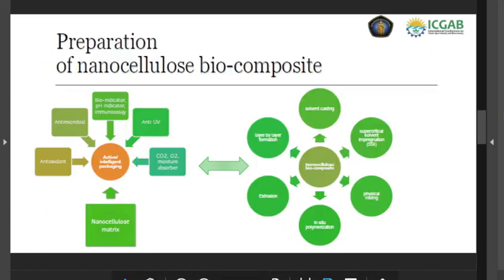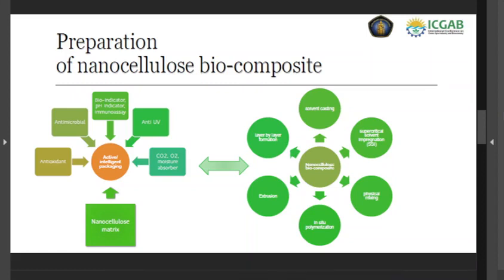And then we are going to the preparation method of nanocellulose biocomposite. Numerous methods have been used to prepare nanocellulose composite, such as solvent casting, supercritical solvent impregnation, physical mixing, in situ polymerization, extrusion, and layer by layer formation.